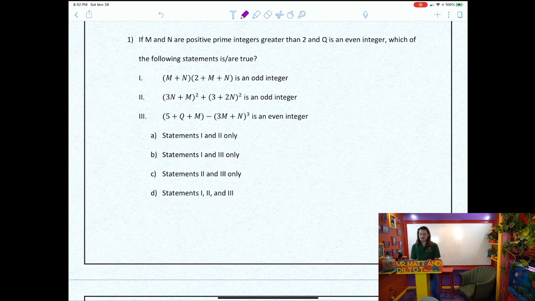So question number 1 asks, if m and n are positive prime integers greater than 2 and q is an even integer, which of the following statements is or are true? Statement 1, the quantity m plus n times the quantity 2 plus m plus n is an odd integer. Statement 2 says the quantity 3 times n plus m, quantity squared, plus the quantity 3 plus 2n, quantity squared, is an odd integer. Statement 3 says the quantity 5 plus q plus m minus the quantity 3 times m plus n, quantity cubed, is an even integer. So take a few moments and solve that problem, please.